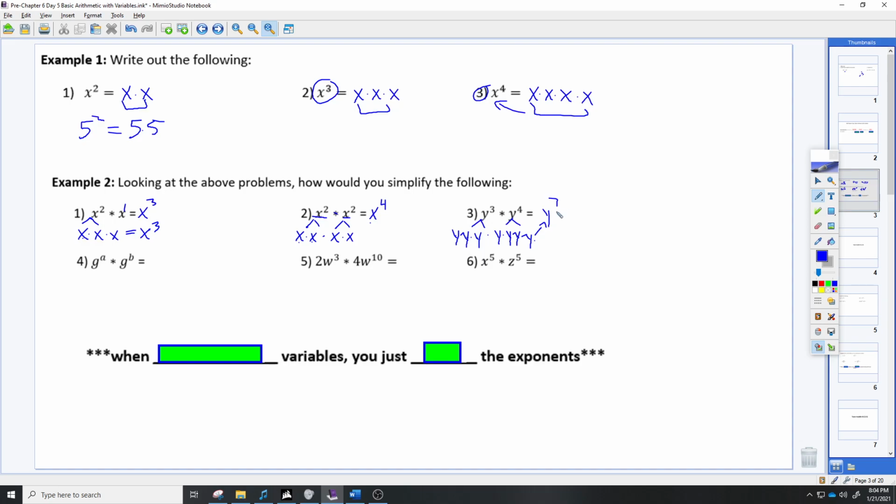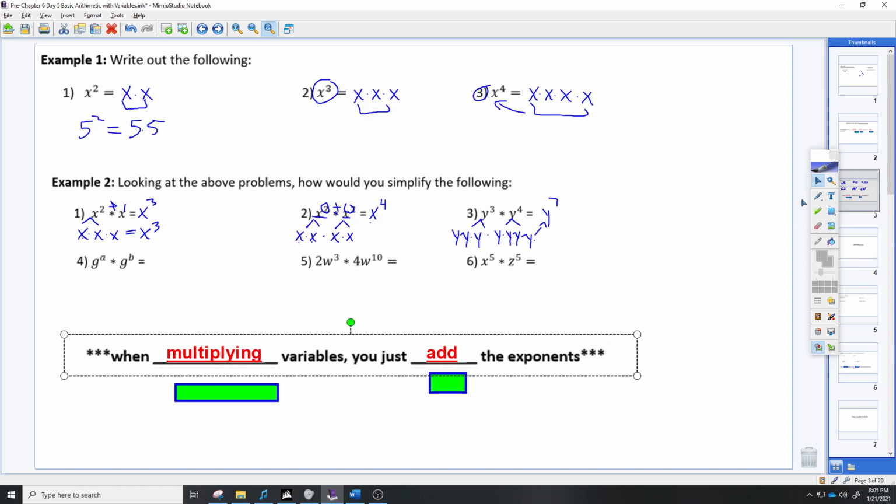So do we catch what's going on? Instead of writing this out every single time, hopefully you realize that we don't have to do this part. We can just look at the exponents that are there and add them together. Put a little plus between them. 2 plus 2 is 4. 3 plus 4 is 7. And 2 plus 1 is 3. So that's the first property that you learn when multiplying variables together. You can just add the exponents. So actually, I'm going to go down here and unveil this part. When multiplying variables, you just add the exponents.